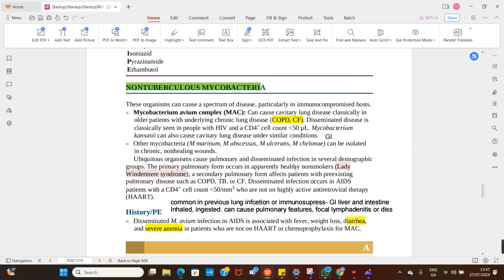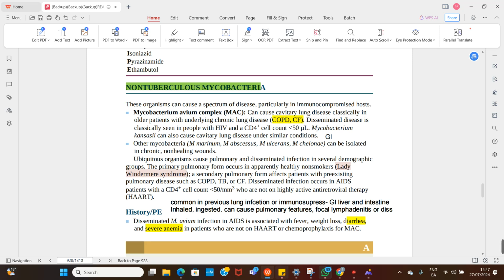So for the non-tuberculous mycobacteria, we don't need to waste our time. The only thing we need to know is that the commonly tested one here is the Mycobacterium avium complex. The most important predisposing factor is immunodeficiency, either from HIV, where the CD4 count is going to be less than 50. Once the CD4 count is less than 50, the person is going to be playing with avium.